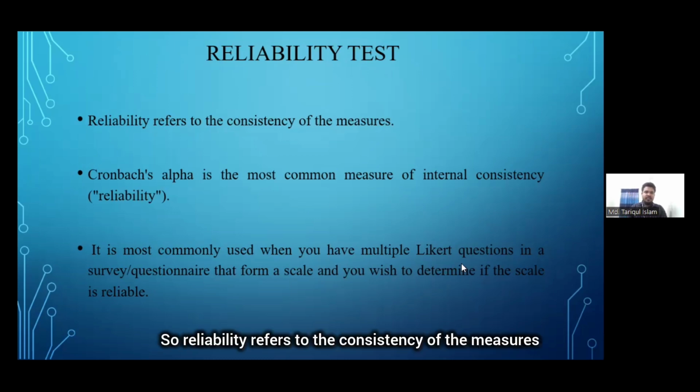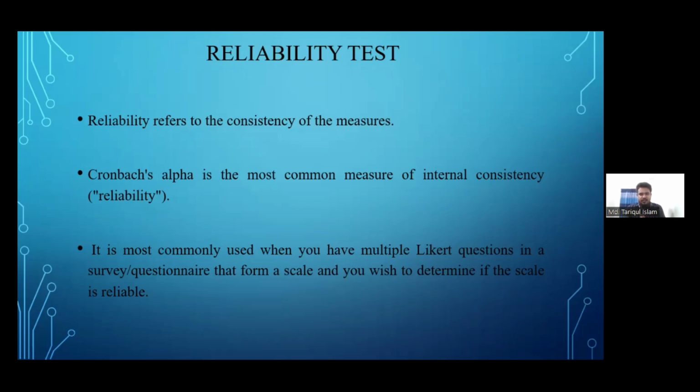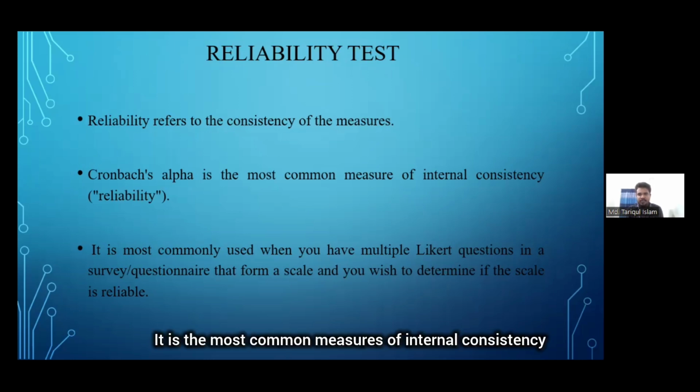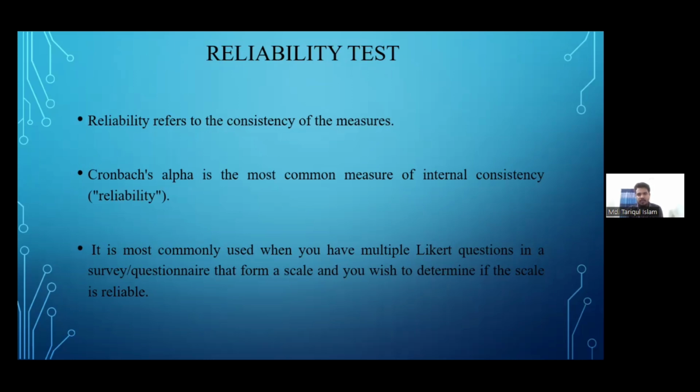So reliability refers to the consistency of the measures. Measures in the sense of measurement items. There are so many ways to do the reliability test, but the widely known and used one is Cronbach's alpha. It is the most common measure of internal consistency. Internal consistency is another, you can say, similar term to reliability.